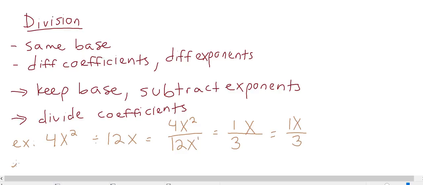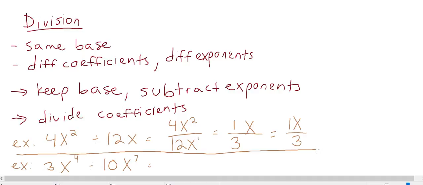Let's look at another example. Let's say we have 3x to the 4th divided by 10x to the 7th. Let's write this as a fraction to make it easier. Now they have the same base, different coefficients, and different exponents. Let's divide them. We're going to subtract the exponents from each other. Since this x to the 7th is in the denominator, we're going to do the bigger one minus the smaller one, 7 minus 4, and we're going to leave the answer, x to the 3rd, in the denominator.